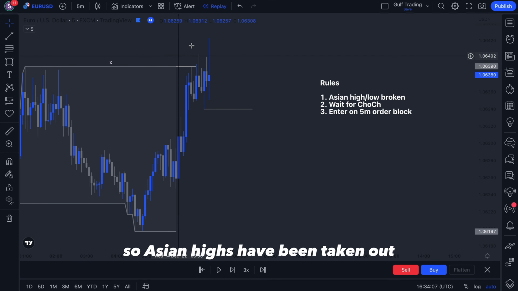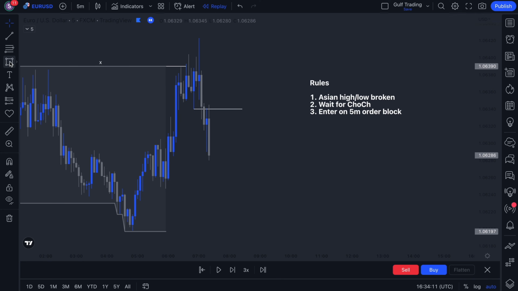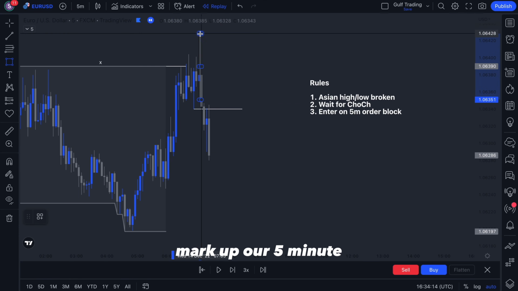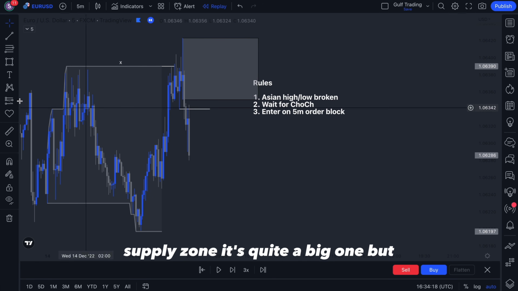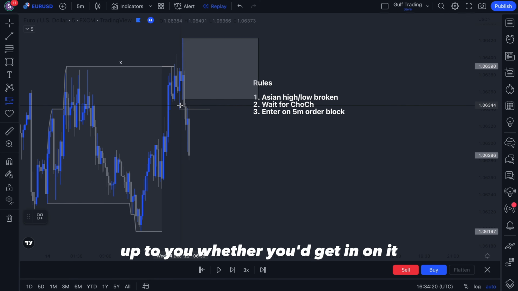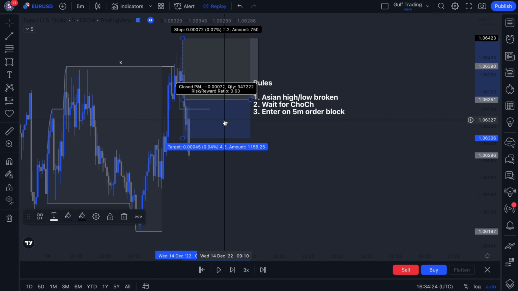So the Asian high has been taken out, and now we're waiting for a change of character. Okay, and we get that here. Mark up our 5-minute supply zone. It's quite a big one, but up to you whether you'd get on it. Follows the rules, so no reason why you wouldn't.